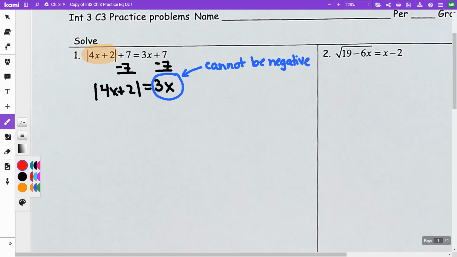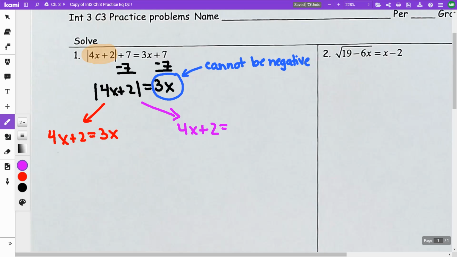So I'm going to work out two equations. One equation is going to be 4x plus 2 is equal to 3x. The other equation is going to be 4x plus 2 is equal to the opposite of that, which is a negative 3x. So what I am going to do is get my x's on the same side. So I'm going to get 2 is equal to negative x, and I don't want my x to be negative. It has to be x, so I'm going to divide both sides by a -1, or basically make both sides opposite.